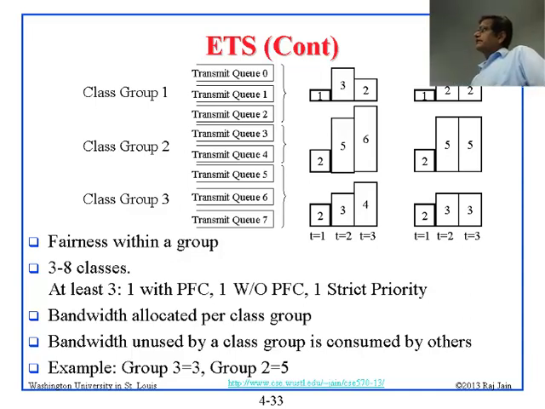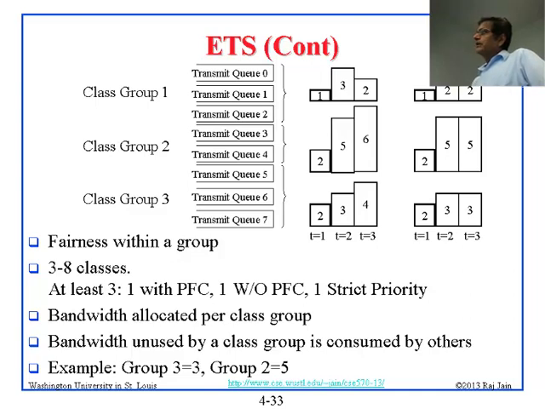Alright, so if this is the traffic sent and this is the traffic transmitted, in the first time interval, group 3 sent 2, group 2 sent 2, and group 1 sent 1. The link is underloaded, there is no question. Everybody gets whatever they want. So everybody gets 2, 2, 1 on this side.